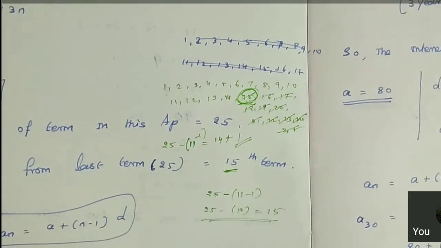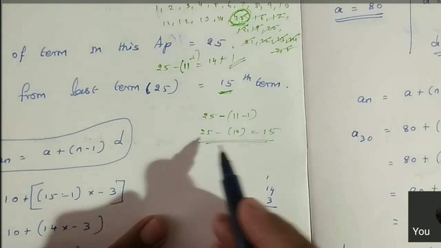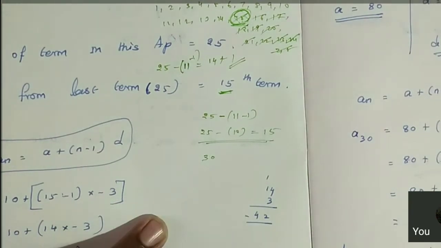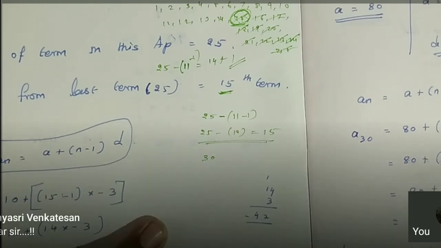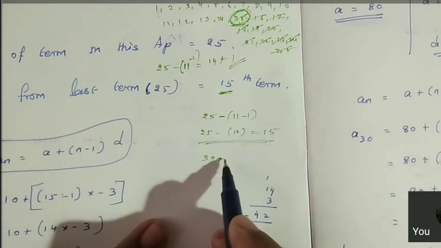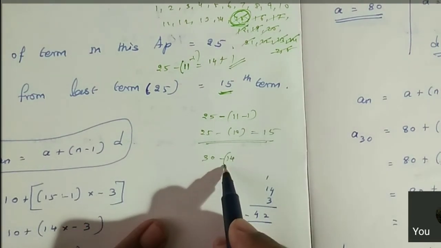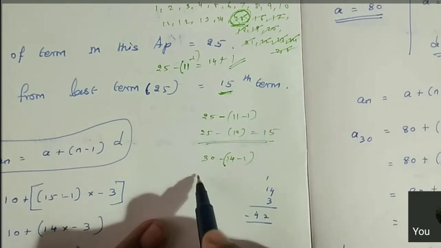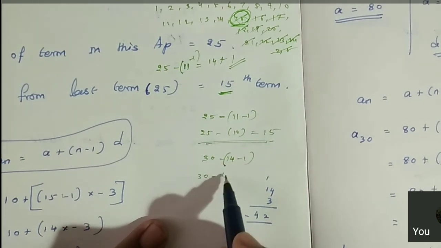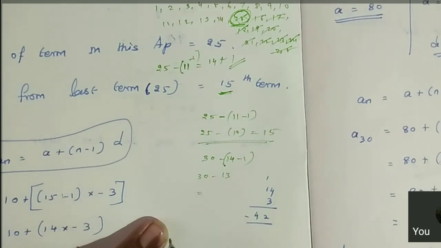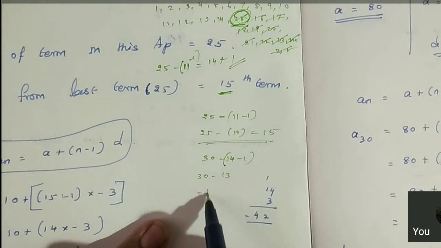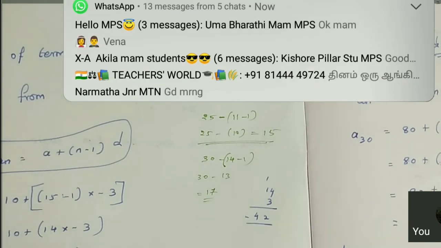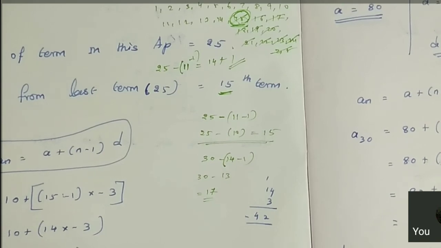Any doubt? Suppose the total number of terms is 30, and you are supposed to find the 14th term from the backside onwards. What is the front side number? 30 minus 14, again minus 1 in this 14, so 30 minus 13 is 17. Very clear?